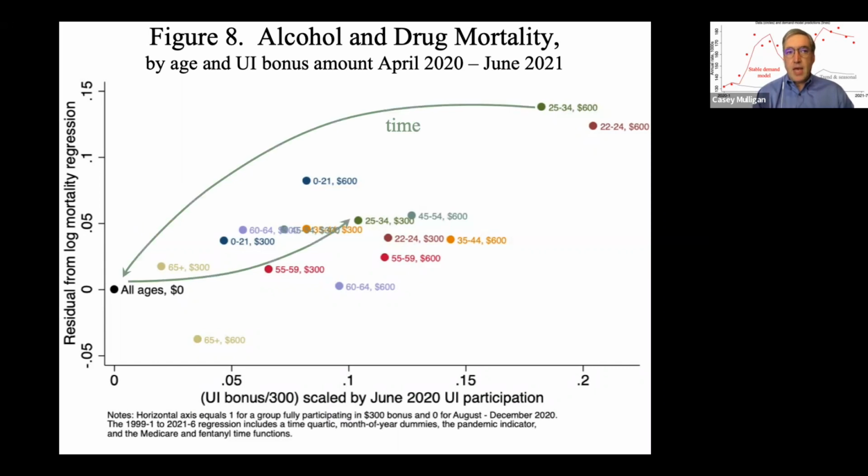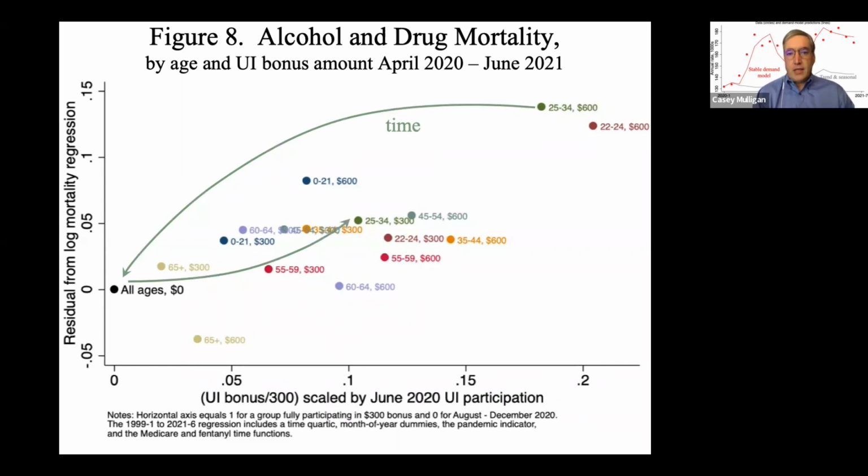This means that time does not move monotonically in the picture. Chronologically, we start at the right. That's in April, May, June, July 2020. Then we go to the origin. That's the end of 2020. And then we go back to the middle when the $300 bonuses turn on again.